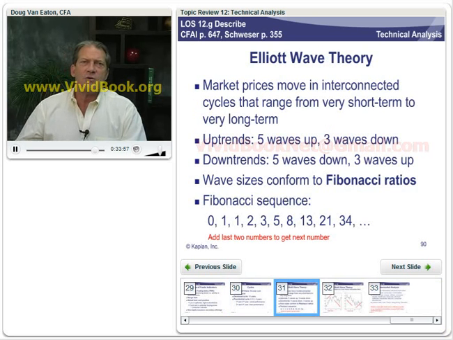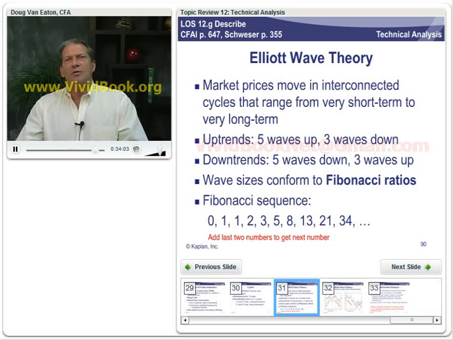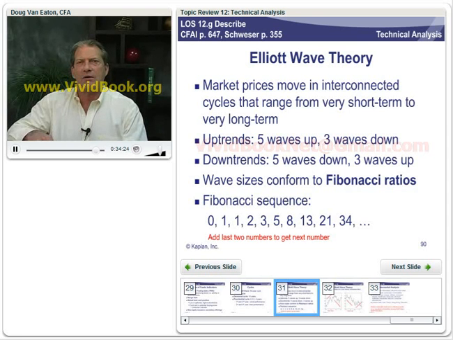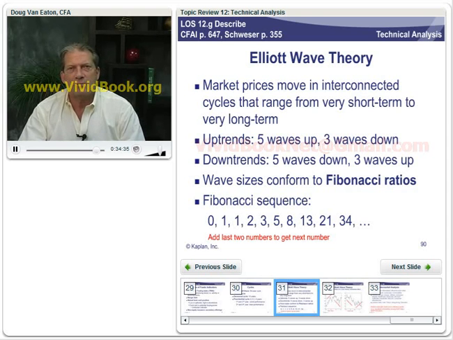Now, with Elliott wave theory, the idea is that market prices move in interconnected cycles that range from very short-term, so we've got short-term cycles, medium-term cycles, long-term cycles. And what they've identified here is that uptrends consist of 5 up moves and 3 down moves. Now this says waves, but remember, a wave's not an up and down. A wave is just one of these movements. We'll show that to you in a second. So downtrends, 5 down and 3 up. Uptrends, 5 up and 3 down. And that's pretty easy to remember because 5 ups is bigger than 3 downs, and that must be an uptrend.